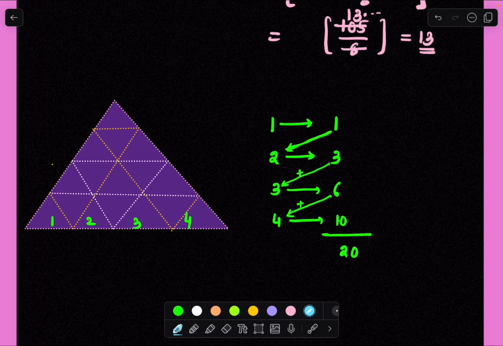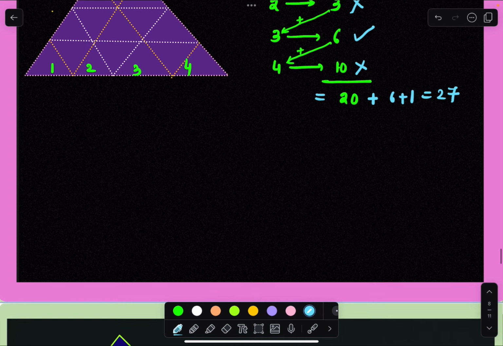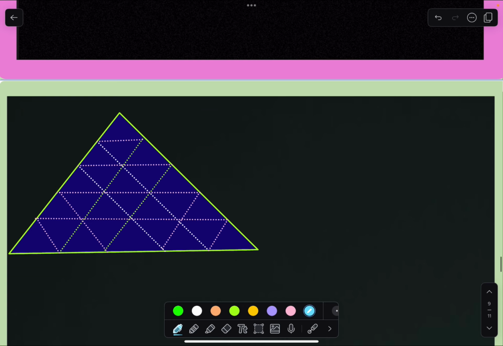Now not only 20 triangles, we get a little bit more. We cancel the bottom-most, and the next one we need to consider. Next one we cancel alternately: one cancel, one tick, like that. The tick numbers we need to add to the final total. This is 6 plus 1 only, and the total number of triangles in this figure equals 27. So the total is 27 in that particular part.